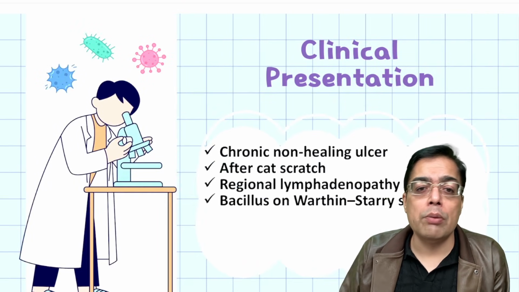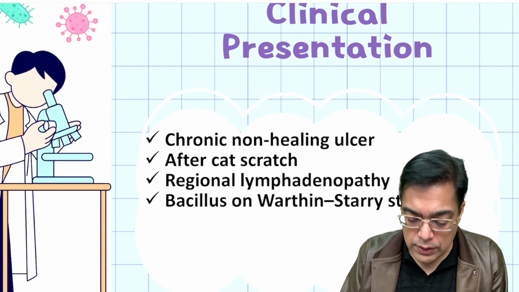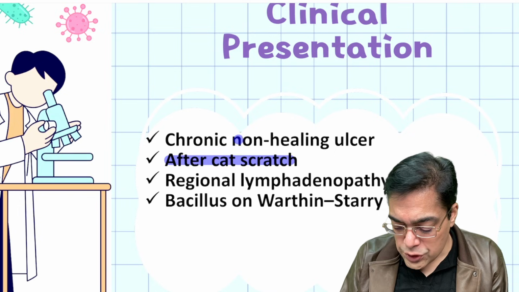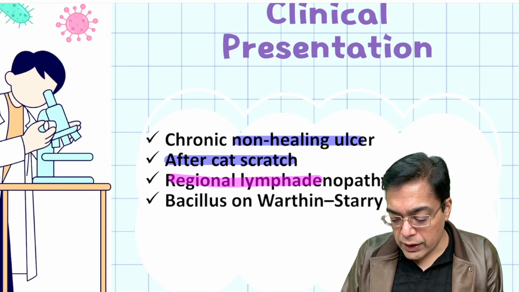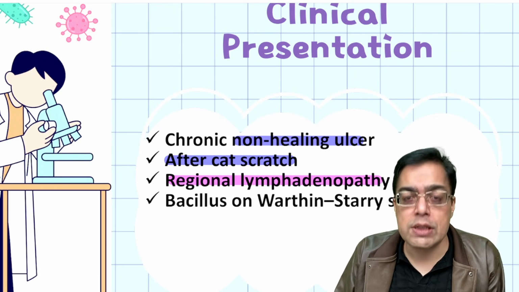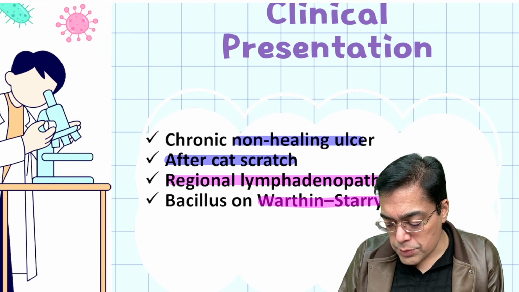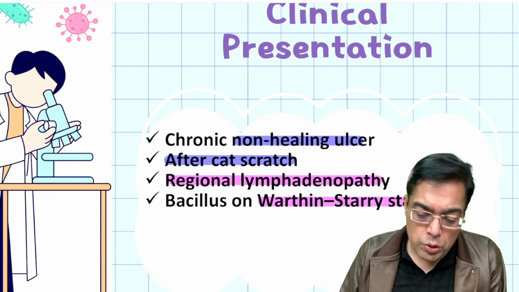The next one I talk about is an example of a patient with a chronic non-healing ulcer, especially after a cat scratch. That is what is called the meow phenomenon, and the patients have lymph node enlargement. You can see the bacteria on a special stain, which is given the name Warthin-Starry stain. And of course, you know the name of the bacteria here.